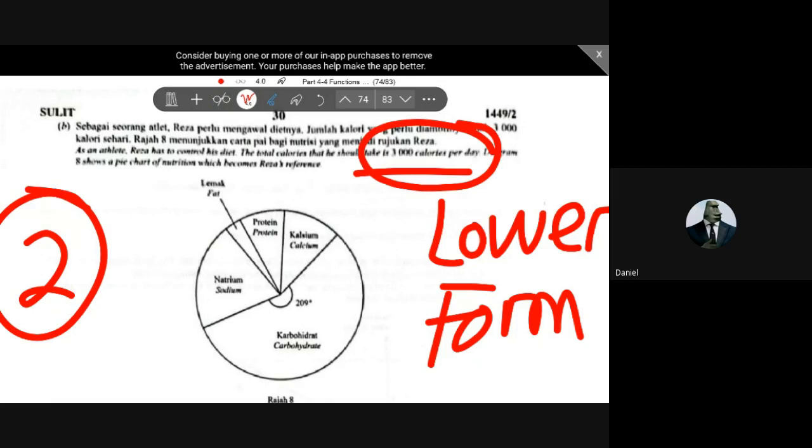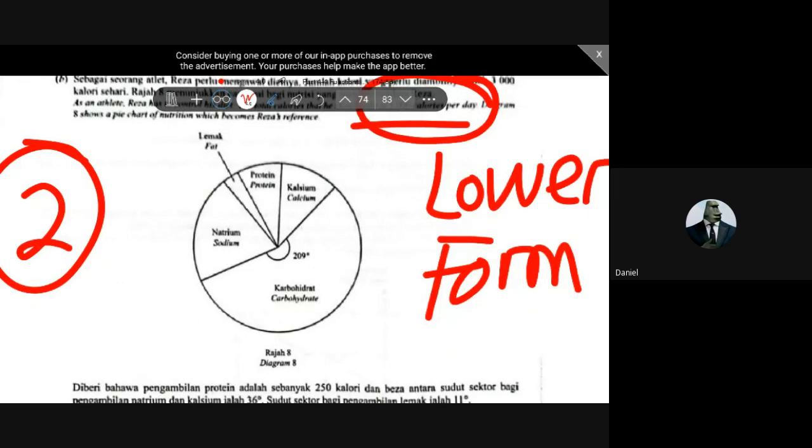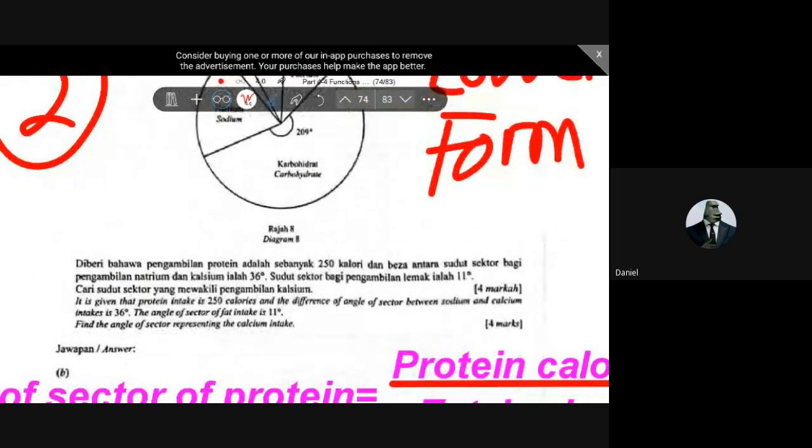Okay, so that's one value. First I ask, jumlah sudut for bulatan. What is the total angle for a circle? Very good, 360. Basic, good. Okay, so next kita pergi kat bawah.